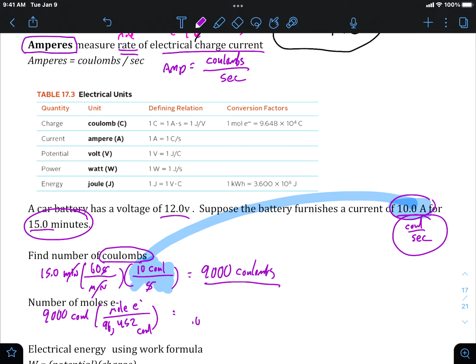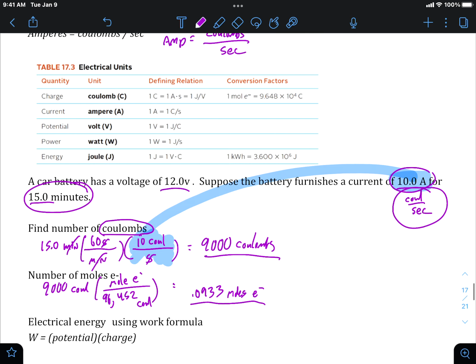So we're looking at 0.0933 moles of electrons. Okay. Electrical energy using the work formula.